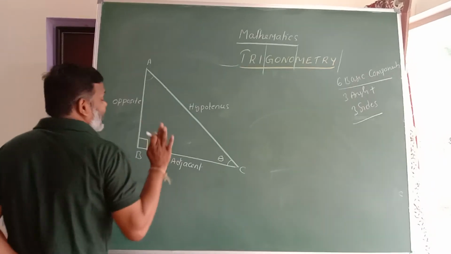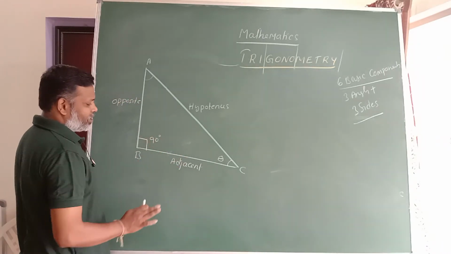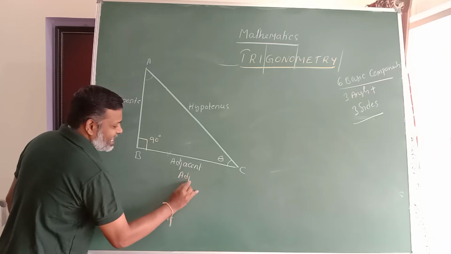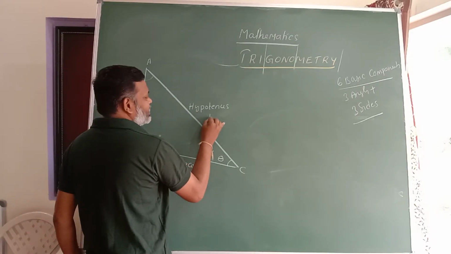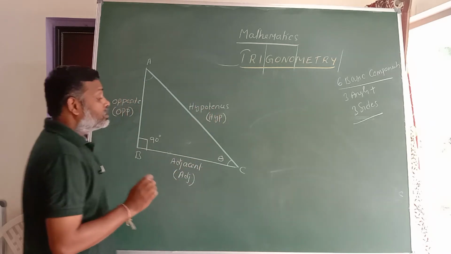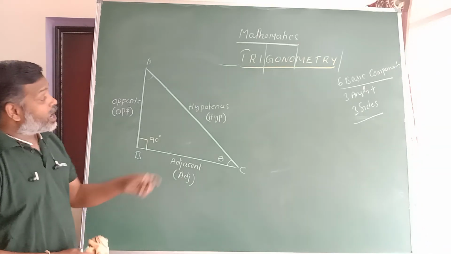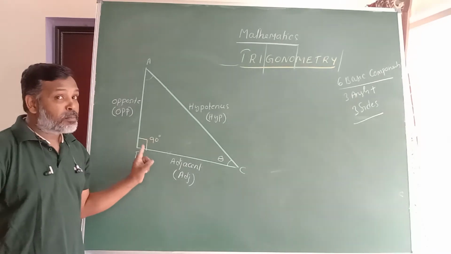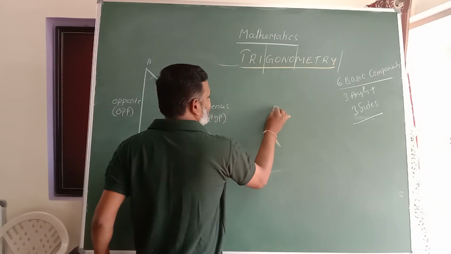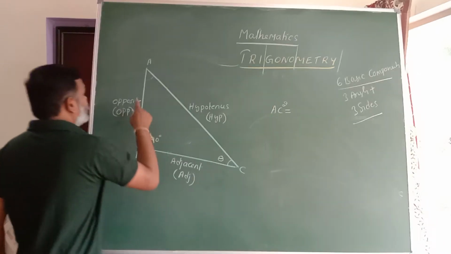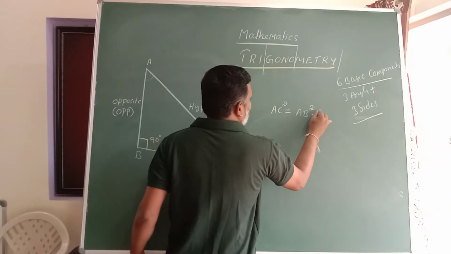Now, as we said, a right angle triangle is a triangle where the Pythagoras theorem holds good. By using the concept of the Pythagoras theorem, we can simply take the adjacent side as ADJ, the opposite side as OPP, and the hypotenuse side as HYP. Now, just have a look at this. According to the Pythagoras theorem, the square of the hypotenuse is always equal to the sum of the squares of the other two sides. That means AC square is always equal to AB square plus BC square.